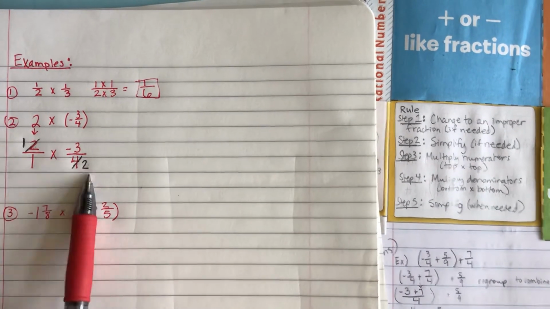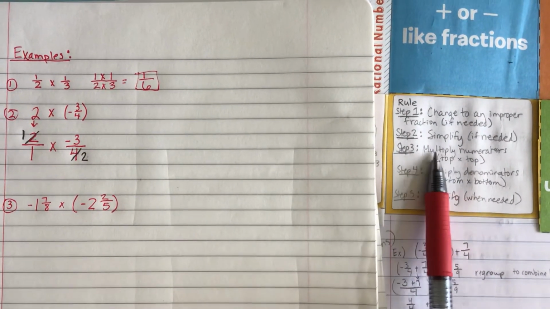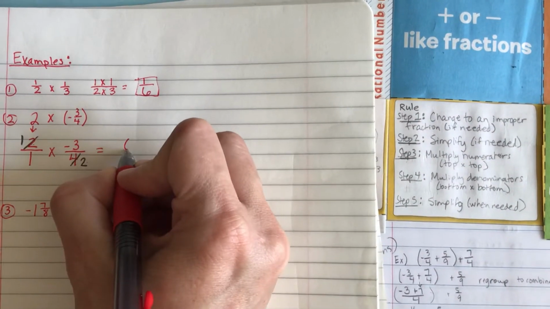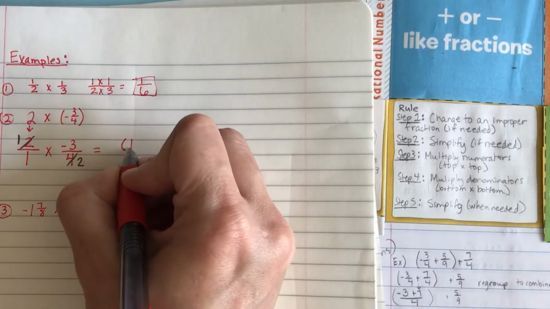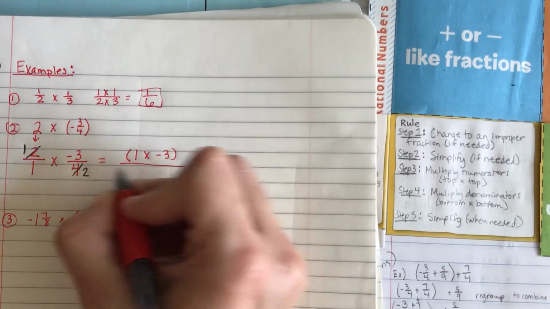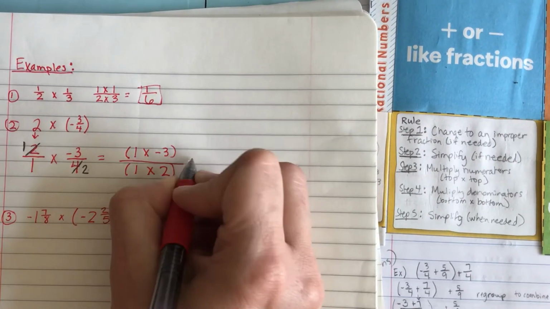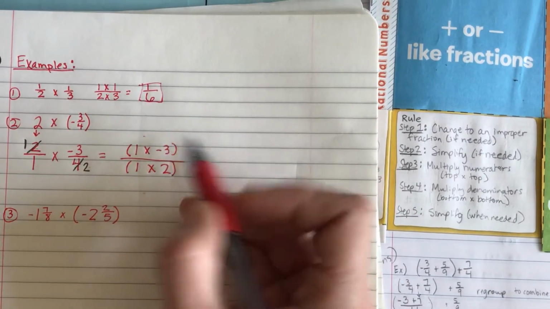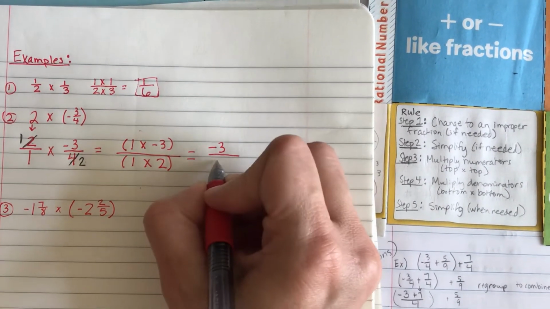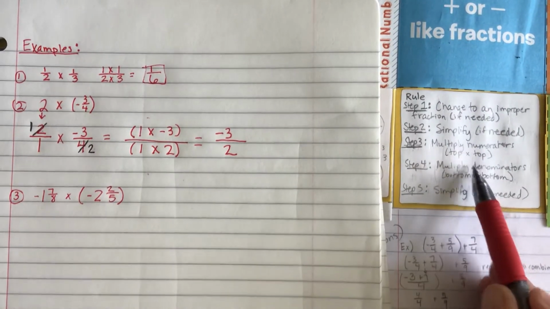Okay, now that we've simplified, that was step 2. We're going to go on to step 3, and now we're going to multiply our numerators. Now we're using our new numerators once we've simplified. So we're going to multiply 1 times negative 3, and then our denominators would be 1 times 2. 1 times negative 3 is negative 3. 1 times 2 is 2. So we have done steps 3 and 4.